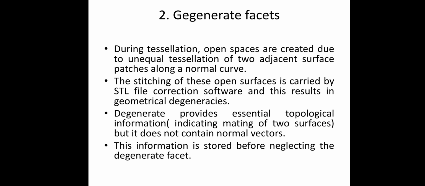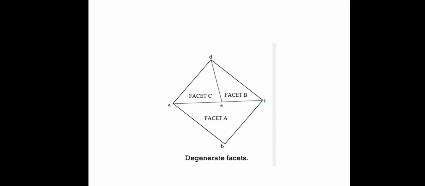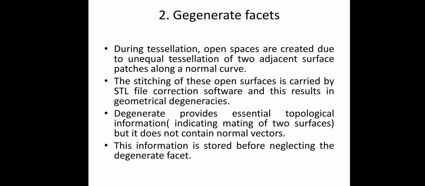Then degenerate facets. Degenerate facets means that the facet should contain an altitude. It should contain a line. According to the facet rule, it should contain a line, so the line should not be supported with another line. This will create degenerate facets.